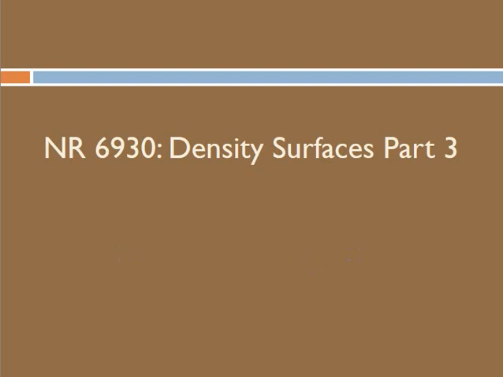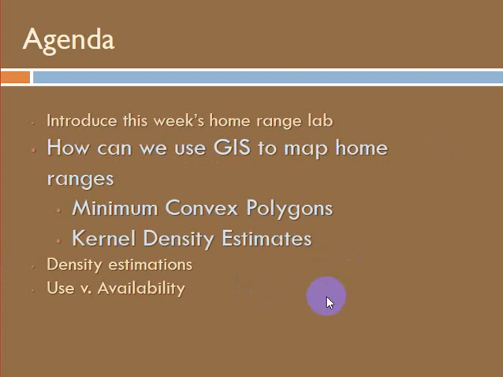Okay, we're on to part 3, which brings us another step closer to this week's lab, which is about creating density surfaces from point locations. So there are two basic methods for creating density surfaces, and you're going to get to do them both.